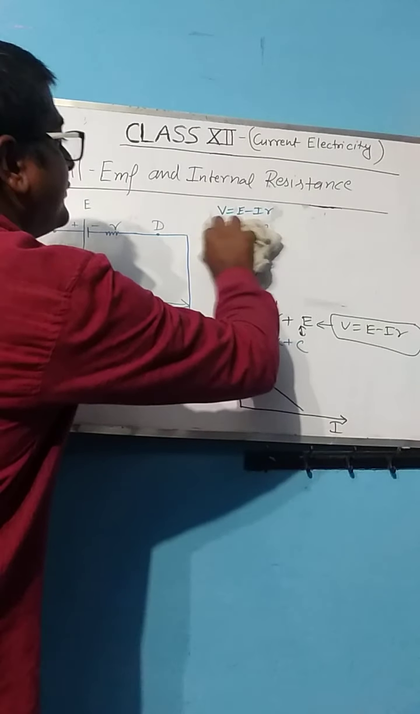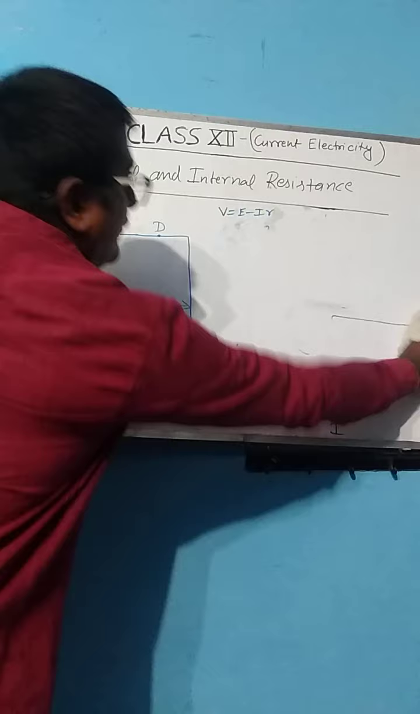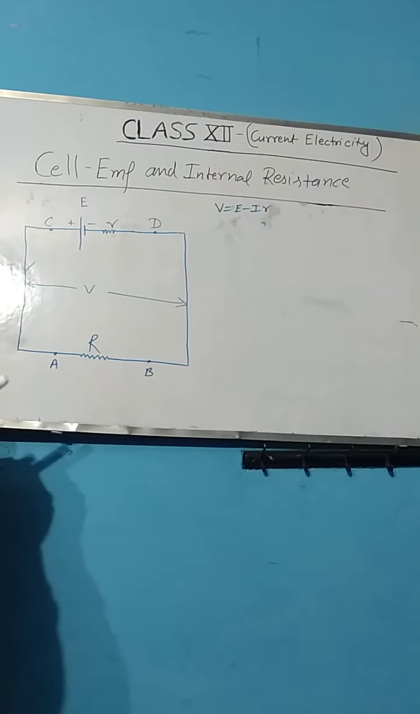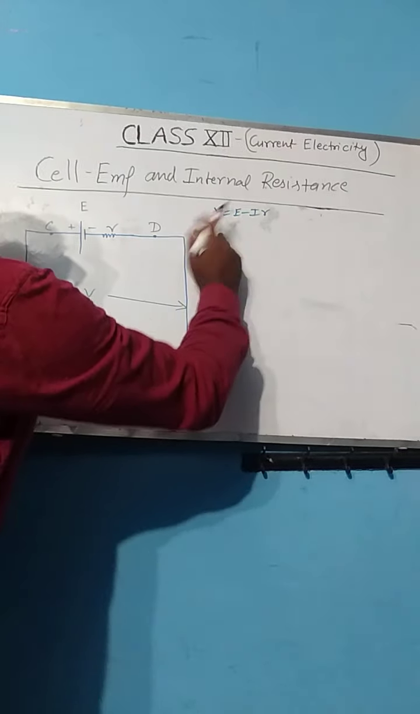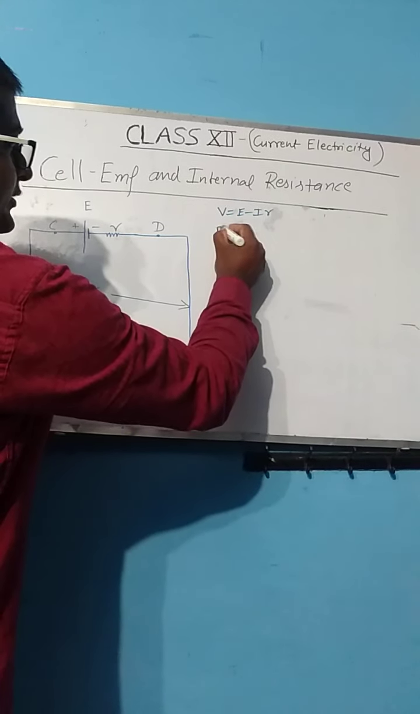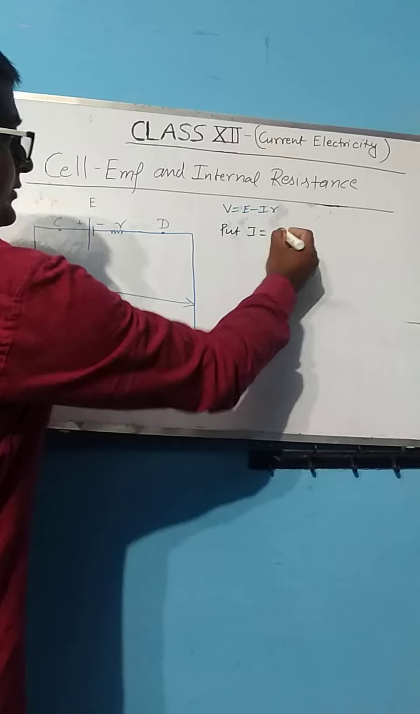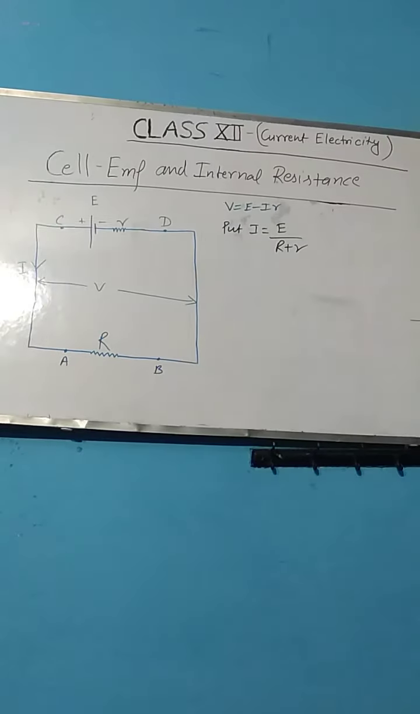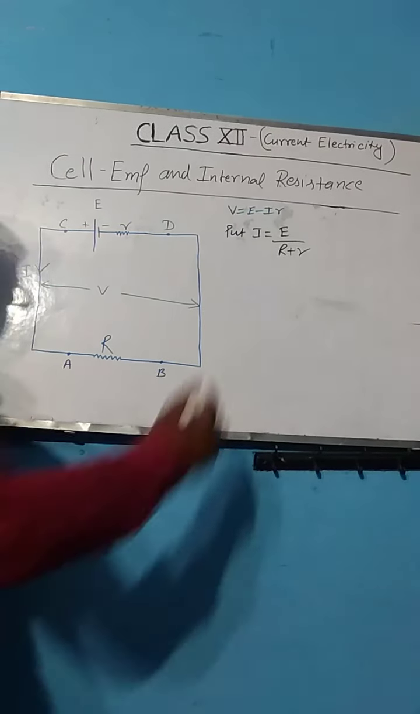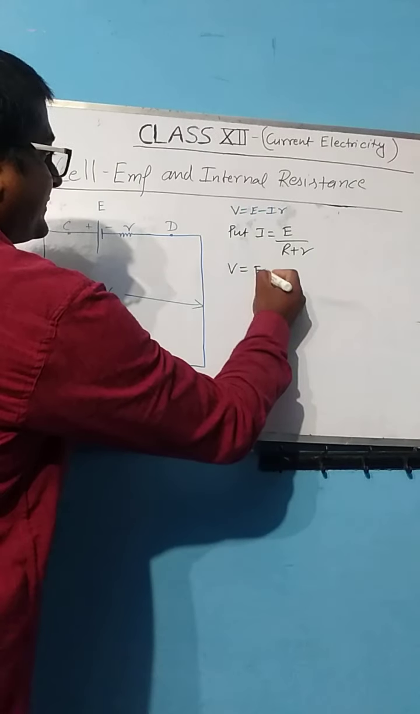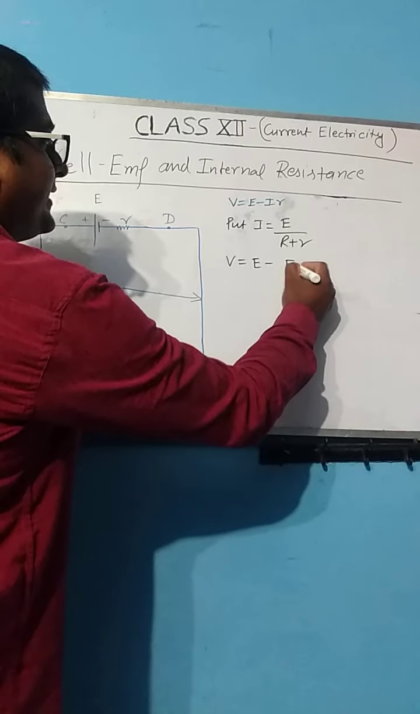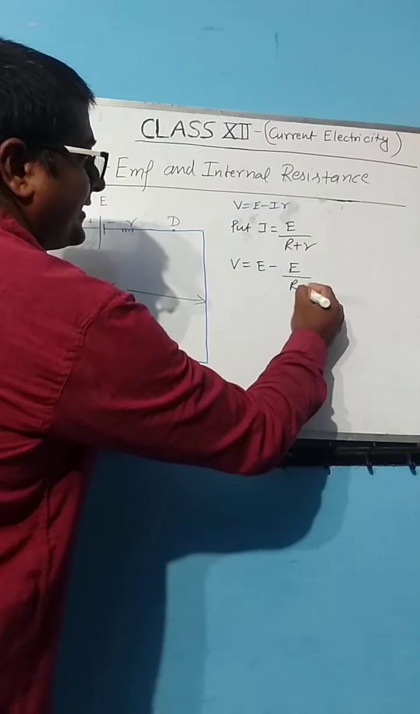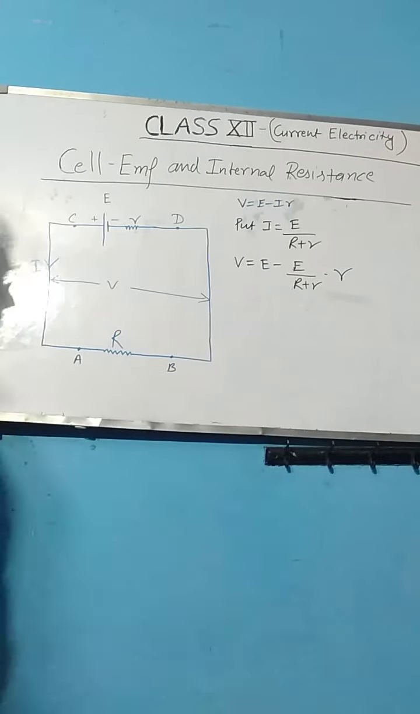So we have to take the I value and put it here. Put I equal to E by R plus r. If we put I equal to E by R plus r, then V equal to E minus the I value, which is E by R plus r, into r.